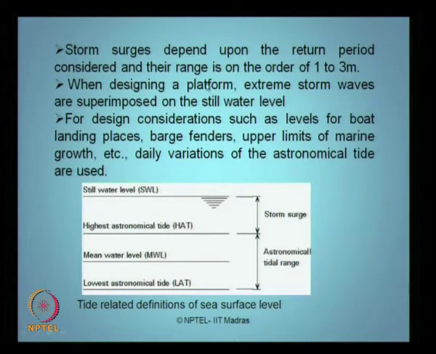So what we are talking about in the offshore design is the mean water level. So when they are designing a platform, extreme storm waves are actually superimposed on the still water level. For design considerations such as levels for boat landing places, barge fenders, upper limits of marine growth, etc., astronomical tide values are used.